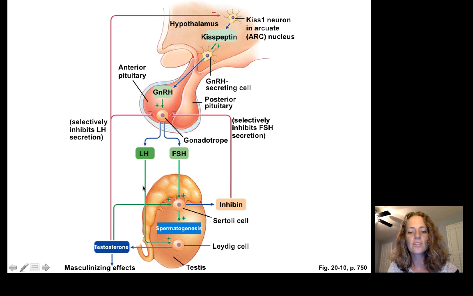So LH stimulates the Leydig cells to produce testosterone. FSH stimulates the Sertoli cells to produce inhibin. Both of those will increase spermatogenesis and cause sperm to be matured and produced by the testes. And inhibin will feed back, and testosterone will feed back on the system to keep everything in balance.